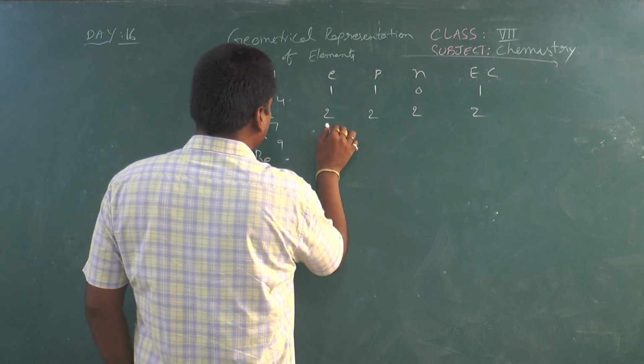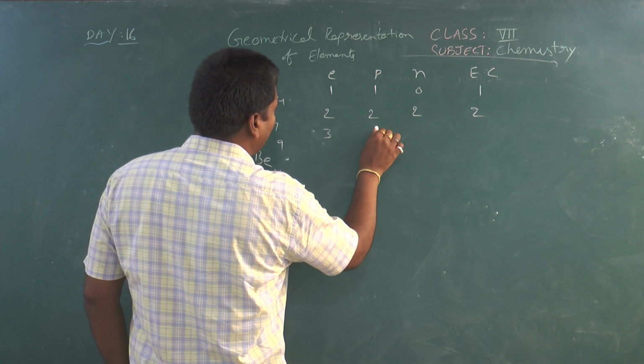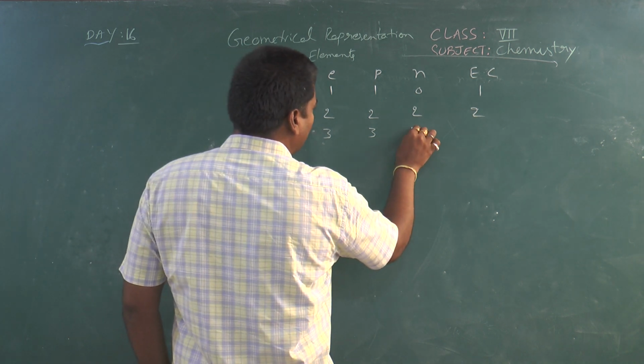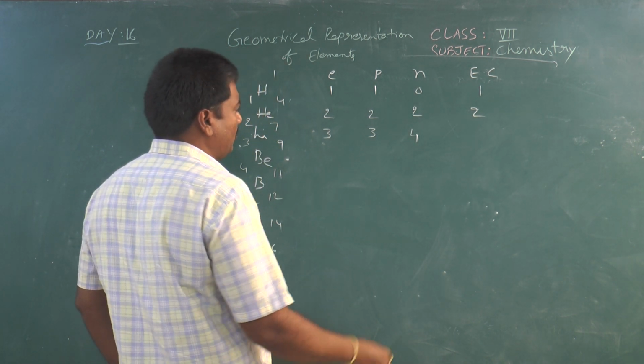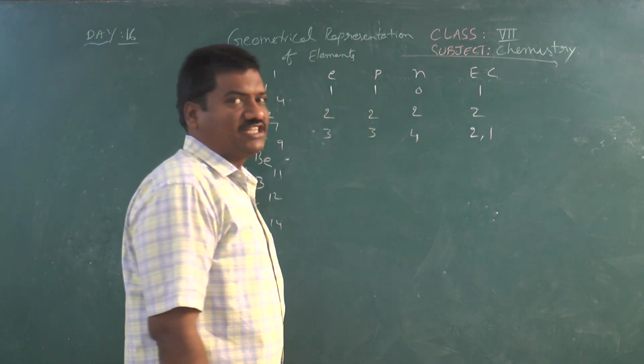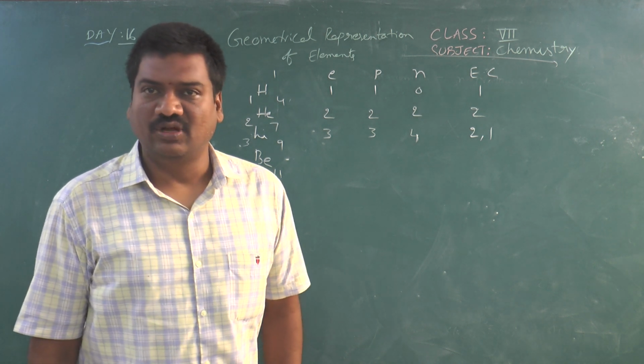Now come to lithium. Atomic number 3. Number of electrons is 3. Number of protons also 3. Then 7 minus 3 is 4, so 4 is the number of neutrons. And the electronic configuration I can take as 2, 1. The outermost orbit is the second orbit, and the second orbit has only one electron.